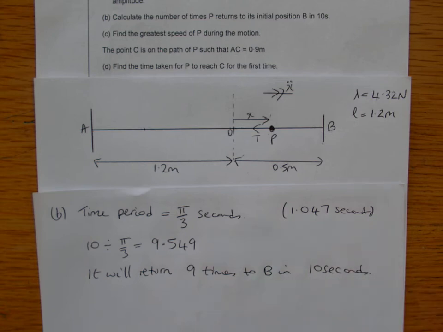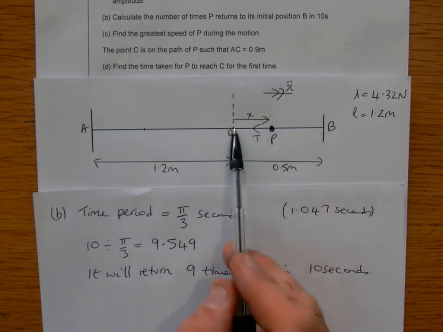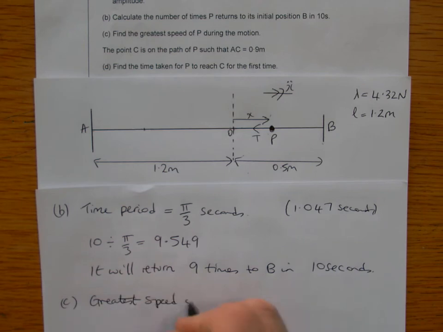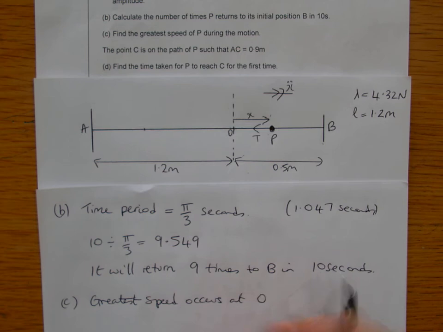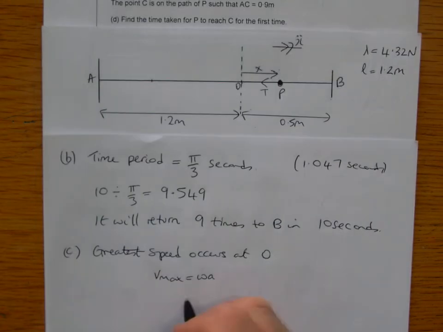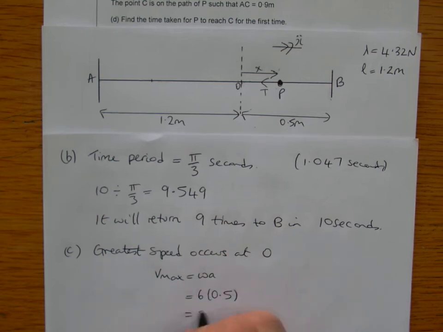So in C then, it says find the greatest speed of P during the motion. Now we know greatest speed occurs when it gets to the mean position. So greatest or max speed occurs at O, the mean position. And we know that Vmax is equal to omega A. We can see that from the formulas. Now we know that omega is 6, and we know that A is 0.5. We've worked all that out in part A. So the max speed turns out to be 3 meters per second. So you can look back at that if unsure.